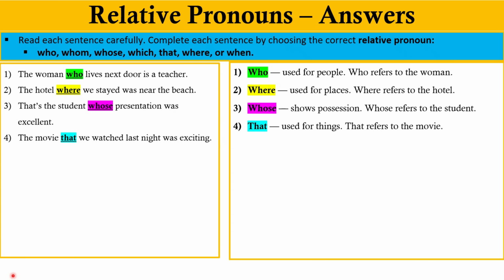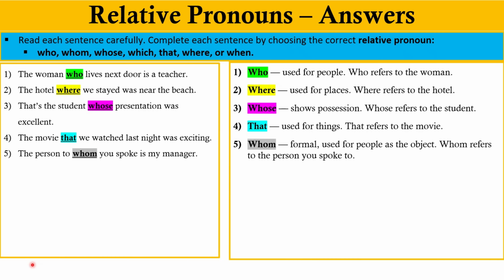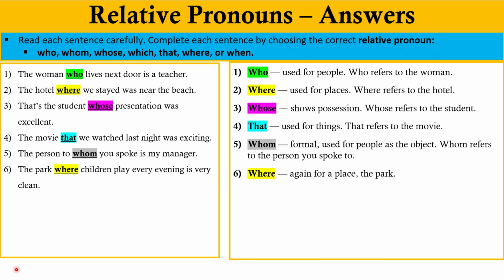For number 4, it is that. That is used for things. The movie that we watched last night. Next, it is whom. Whom is more formal and is used for people as the object, the person to whom you spoke. For number 6, it is where. It is used for places, the park where children play every evening.